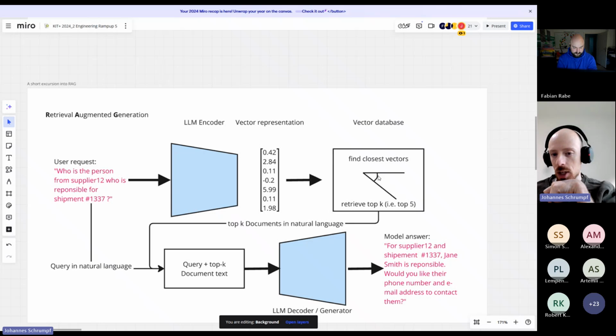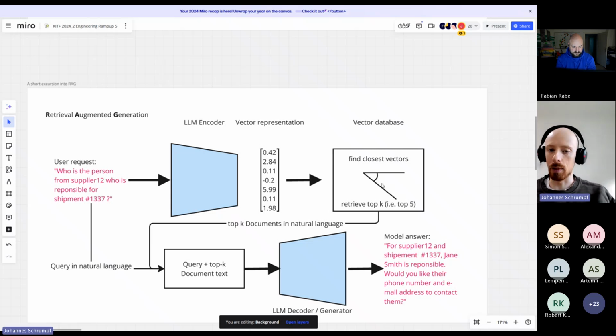And with this operation, we can then just look for the closest vectors in our vector database. This is usually denoted as top k. So we want to retrieve the top k closest answers to our user query. For example, k could be 5, and then we just retrieve the top 5 closest answers to our user query.